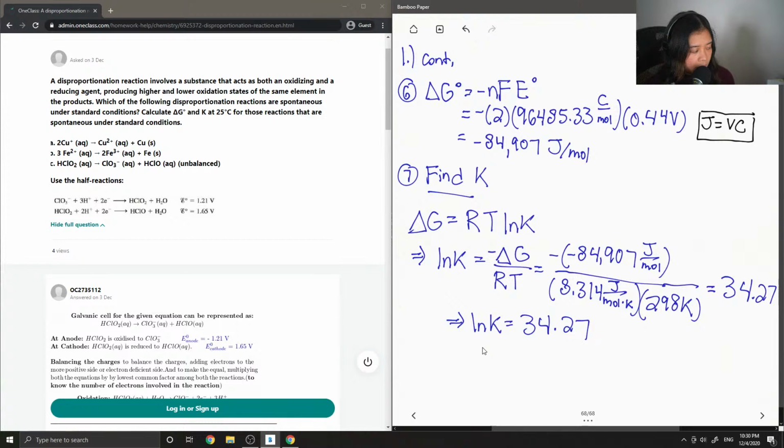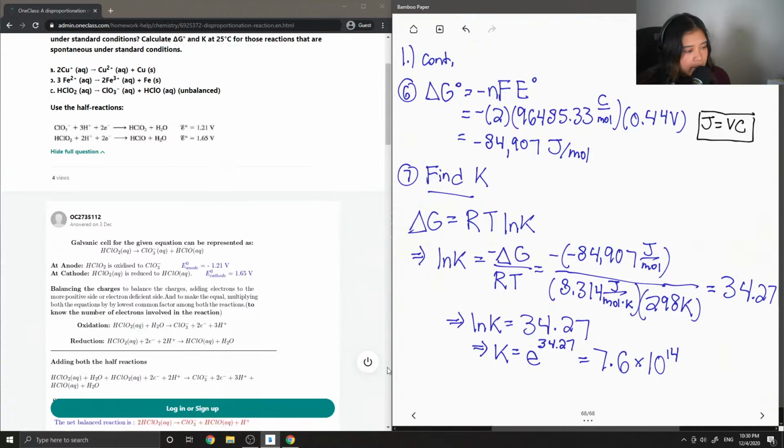And then in order to solve for our K, we need to get rid of the ln. And to do that, we base e on both sides. So if you have a scientific calculator, you can just plug that in. And then you should get a K value of 7.6 times 10 to the 14. Okay, so long answer. But let's see what our junior tutor said.